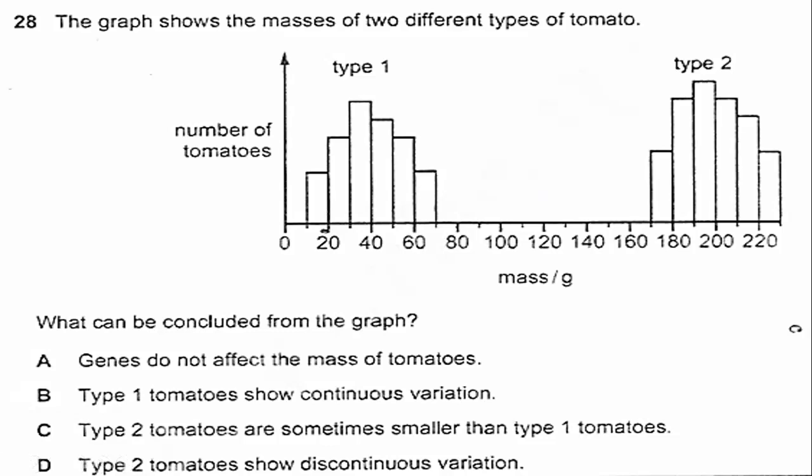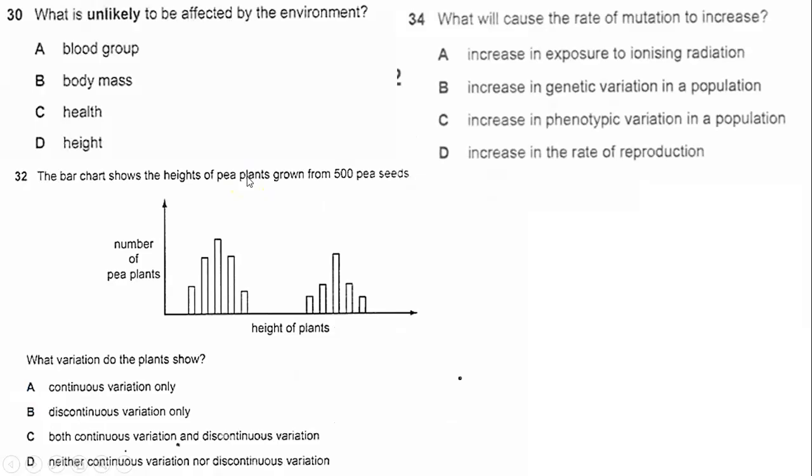The graph shows the masses of 2 different types of tomatoes. What can you conclude from the graph? So if you look at the graph here you have the different types of tomatoes. What you can conclude from this graph is that type 1 tomatoes show continuous variation because it's drawn as a histogram. The range is close together and you have the bars touching each other, which is a histogram again.